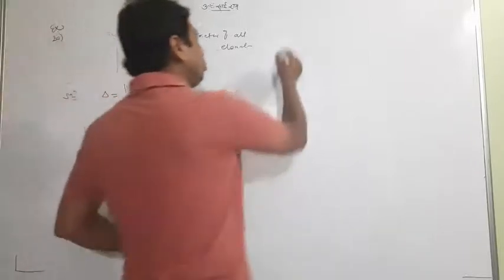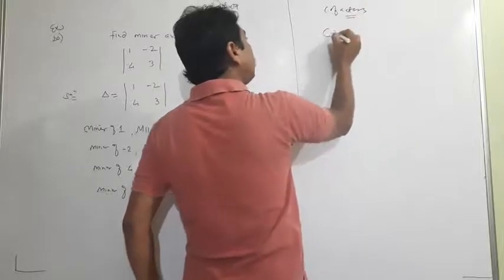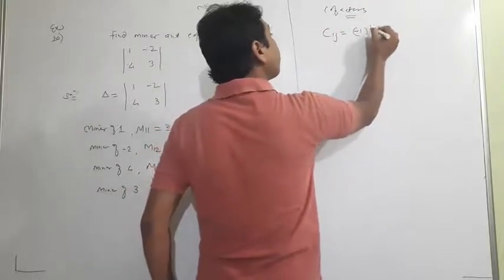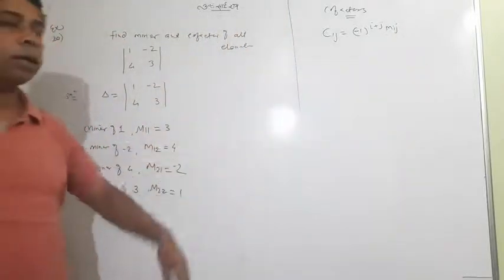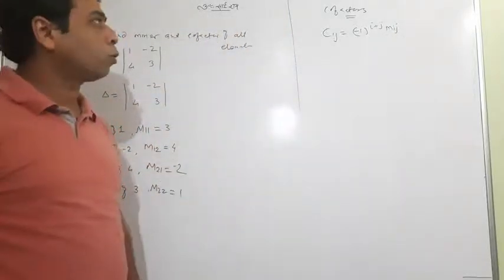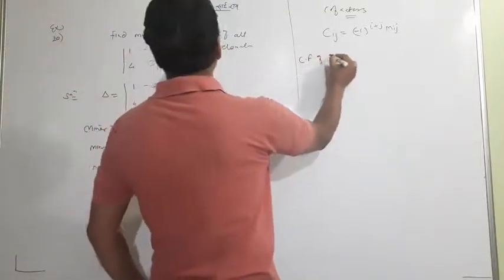And quickly, I want to go on to cofactors. Cofactors always follow this formula. I think you don't forget, because in previous lectures I have taught you cofactors, Cij. So you will write cofactor of 1.